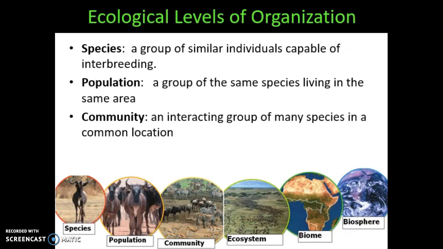Like your stomach. Your stomach can't do its job alone, though, because it's connected to your esophagus and your intestines. So all of those different organs working together makes up an organ system, particularly your digestive system. And then you have all these organ systems coming together to make an organism. All right? Now, that organism is a member of some type of species. And that's where we're going to pick up today.